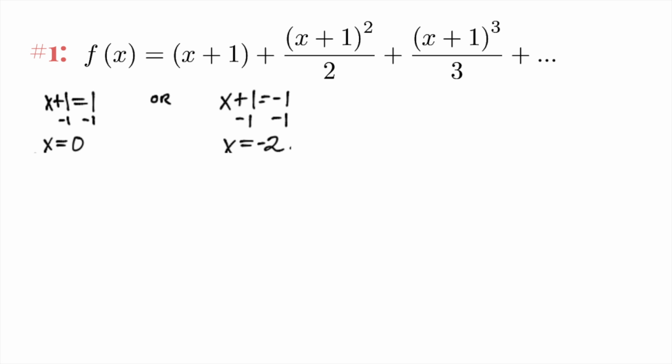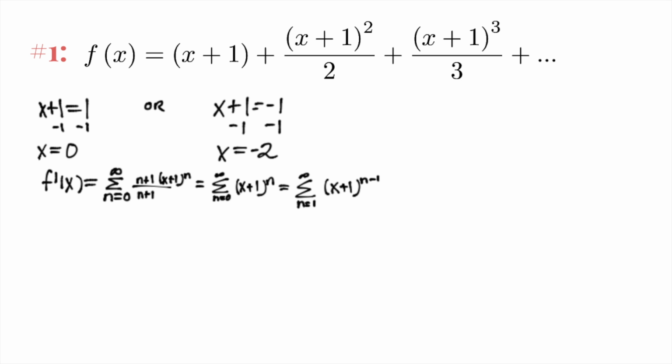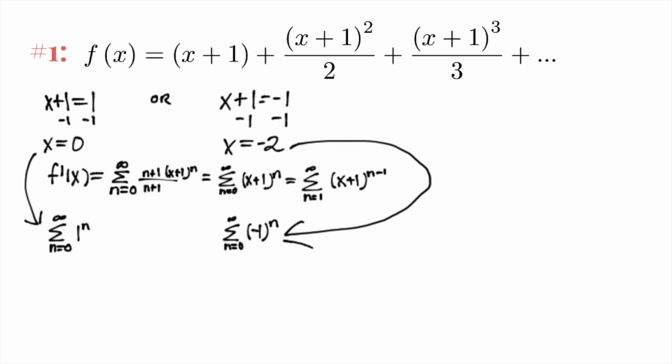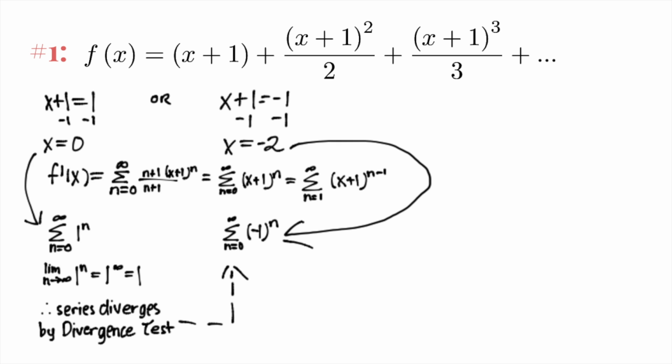And then once you divide up the absolute value, you can get two equations where x plus 1 is less than 1 or x plus 1 is greater than negative 1. And then your two endpoints are 0 and negative 2. So to test those to see if they're convergent or divergent, you have to plug them into the derivative, which is right here. And then for both series, you get diverges by divergence test because 1 to the n just yields a constant, and then negative 1 to the n does the same.